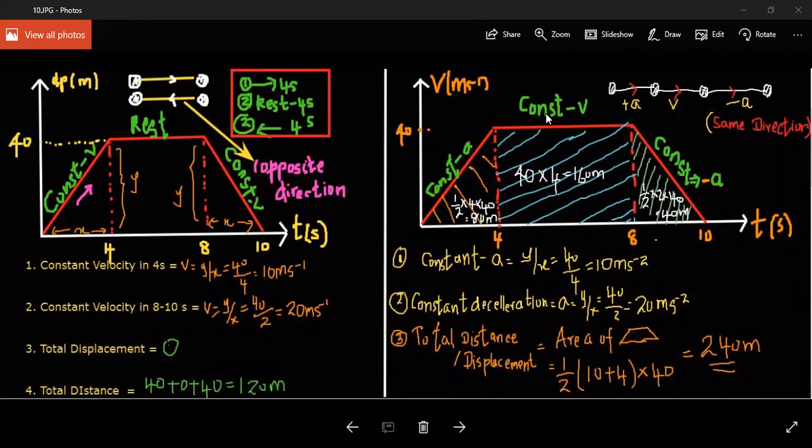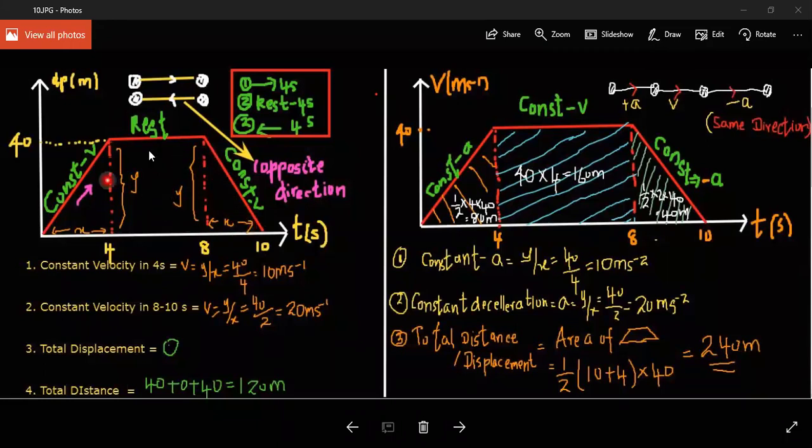At the same time, if you look at this one, the constant velocity in 8 to 10 seconds, this is the displacement time graph. Here, two different directions can be found. If the graph moves above the time axis, that is one direction, and this is rest. And if it comes towards the time axis, that is the opposite direction. So to find the velocity between 8 and 10 seconds, you divide y-axis over x-axis. I have divided 40 over 2, which is 10 minus 8, then 20 ms^-1.